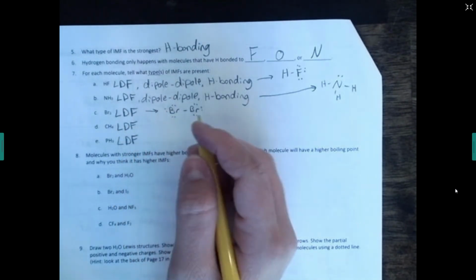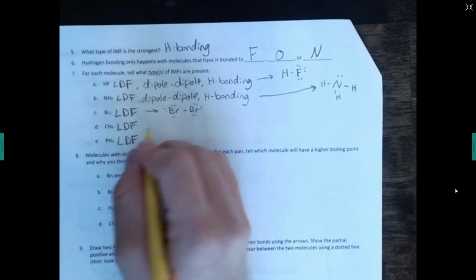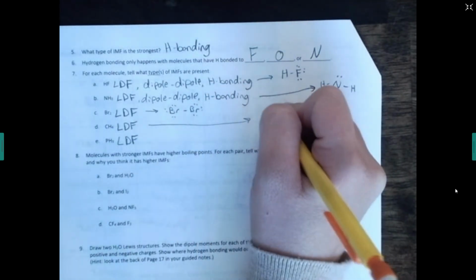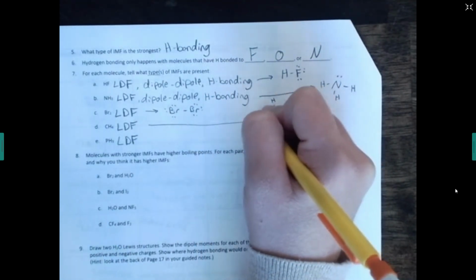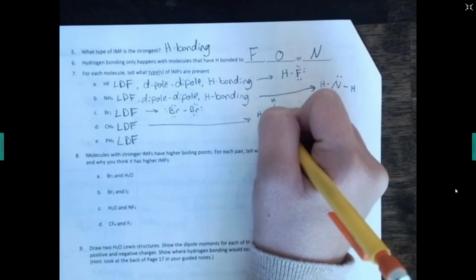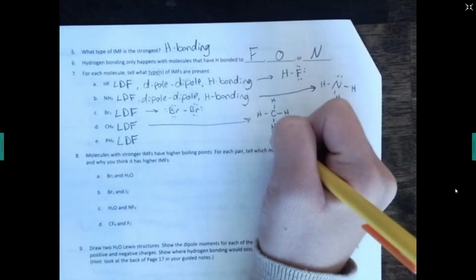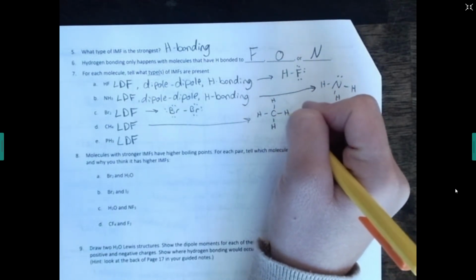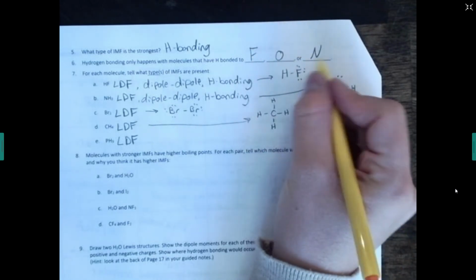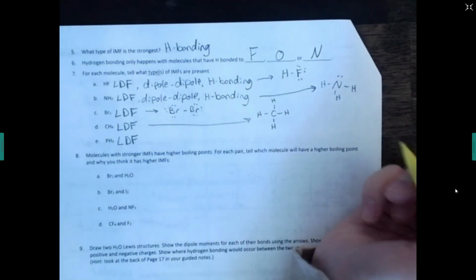CH4 is going to also just do London dispersion forces. That's it. Because CH4, if you draw its Lewis dot structure, it looks like this. There are no lone pairs around the central atom, so it's not polar. So it can't do dipole-dipole, and it does not have hydrogen bonded to fluorine, oxygen, or nitrogen, so it also can't do hydrogen bonding. It can only do London dispersion forces.